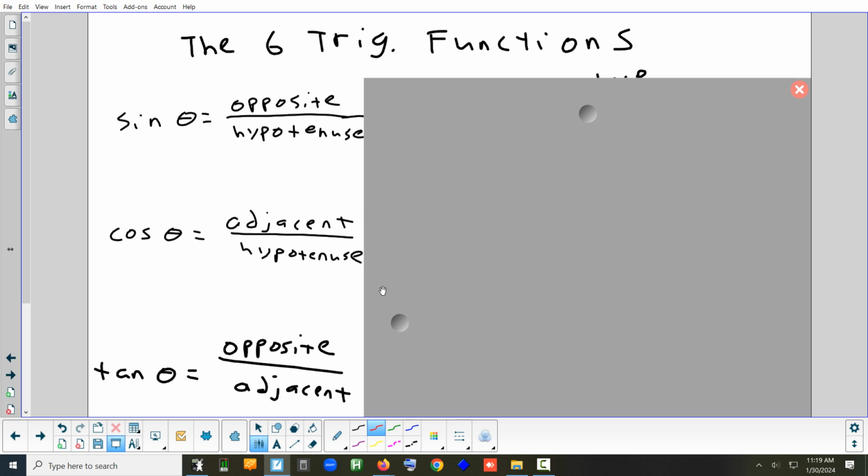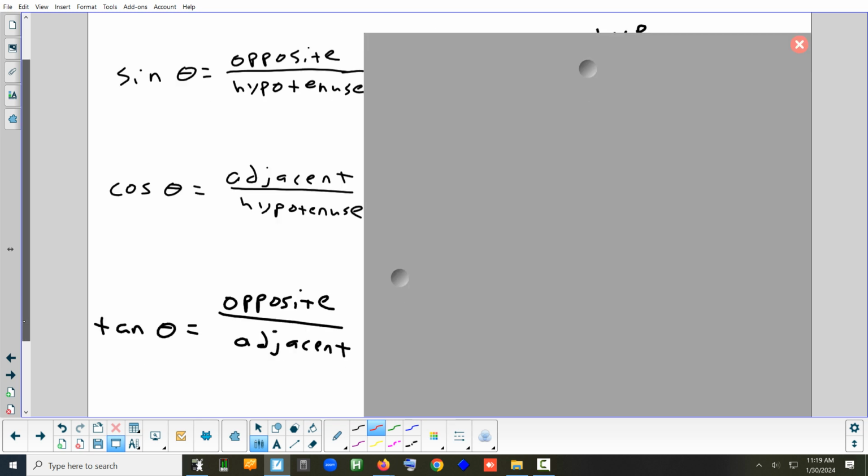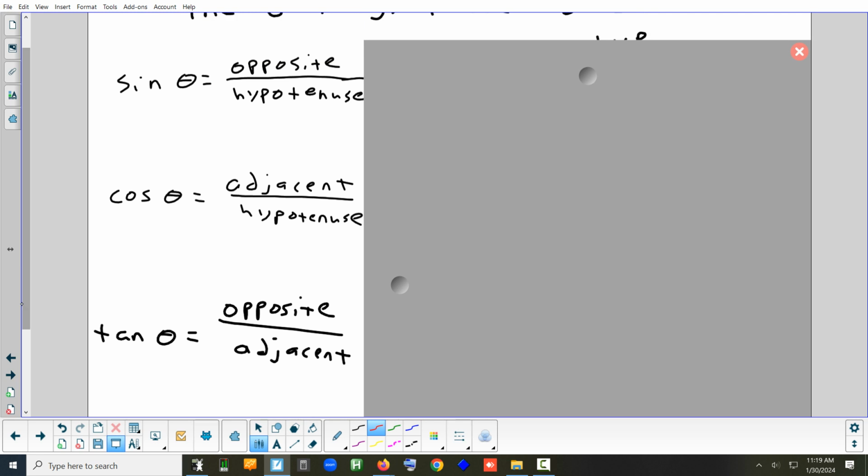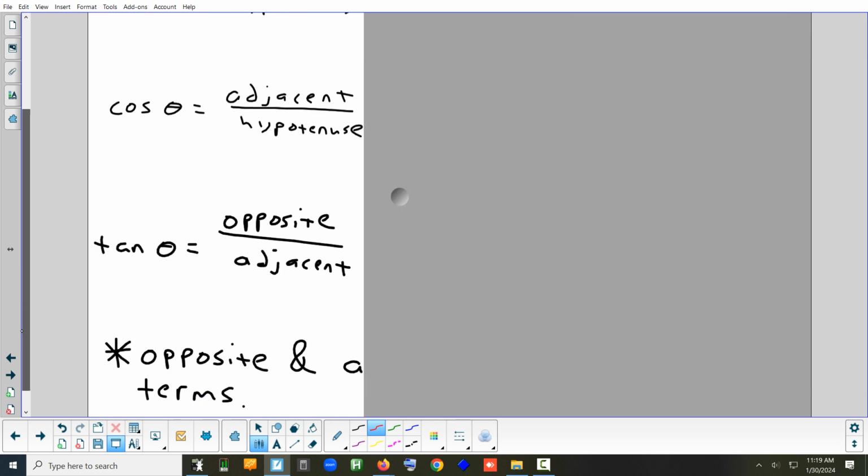The sine is when you take the opposite side and divide by the length of the hypotenuse. So these represent lengths. Cosine is the length of the adjacent over the length of the hypotenuse. And tangent is the length of the opposite over the length of the adjacent. If you're not sure what opposite and adjacent are, I'm going to show you what those are in a second.